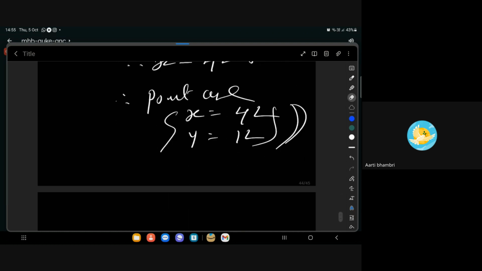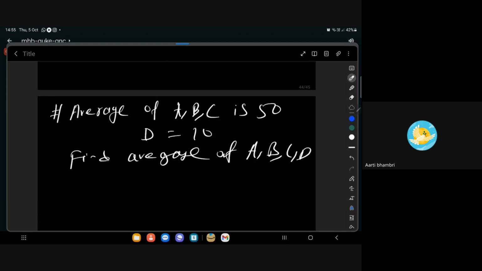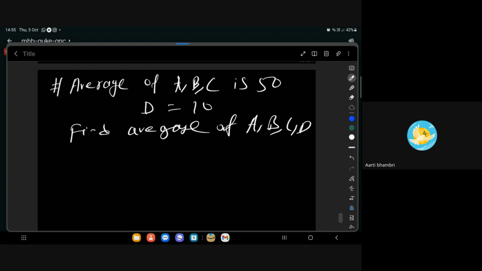Another problem. Average of A, B, C is 50. D is 10. Find the average of A, B, C, D. So this is a very simple question. It also asked: average of A, B, C is 50, D is 10. Now find out the average of A, B, C, D.